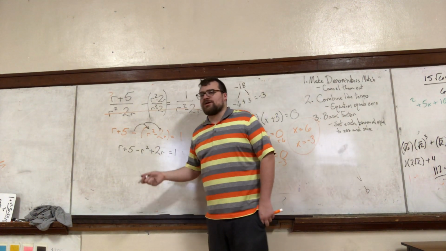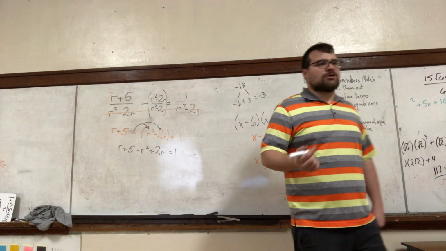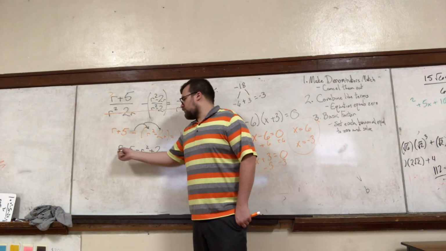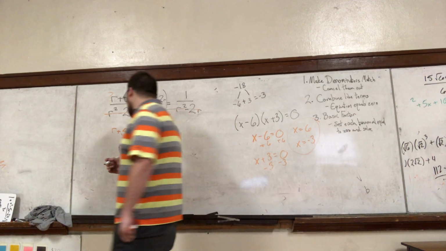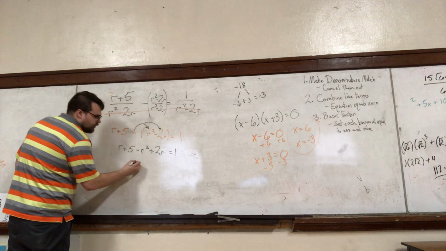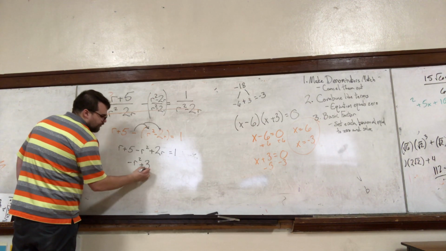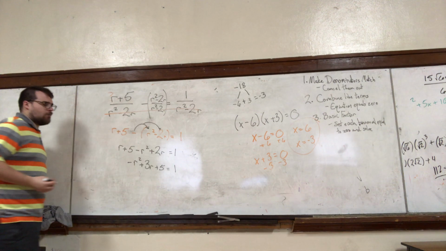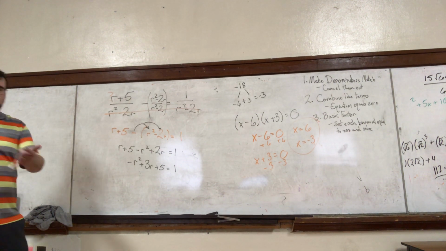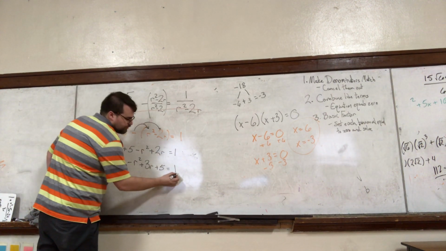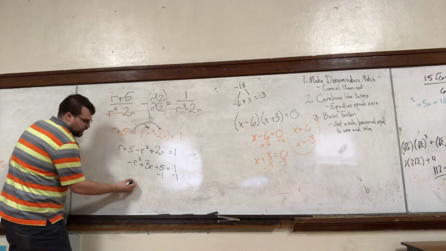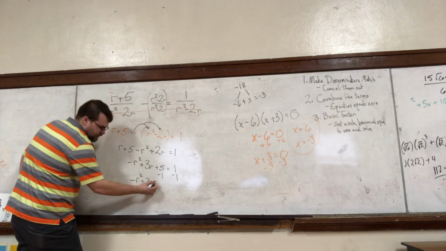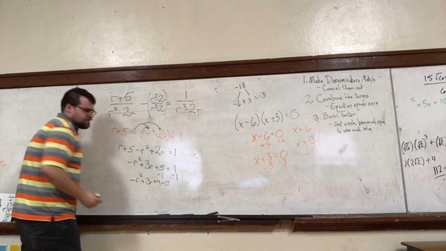So, at this point, we can move on to step 2, combine like terms. Do we have any terms to combine? The r and 2r. So we are going to have negative r squared plus 3r plus 5 equals 1. Now what? Subtract 1. Thank you, Justin. Subtract 1, subtract 1. So we're going to end up with negative r squared plus 3r plus 4 equals 0.